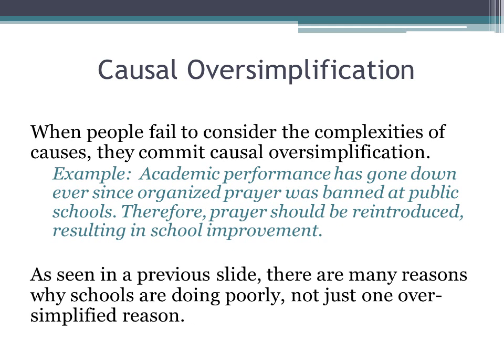When people fail to consider the complexities of causes, they are committing what we call causal oversimplification. So, for example, if we say that academic performance has gone down ever since organized prayer was banned at public schools, therefore prayer should be reintroduced, resulting in school improvement. And as we've seen in the previous slide, there are many reasons why schools are doing poorly, not just one oversimplified reason. It is attractive to point to one particular reason. However, it's usually not accurate.